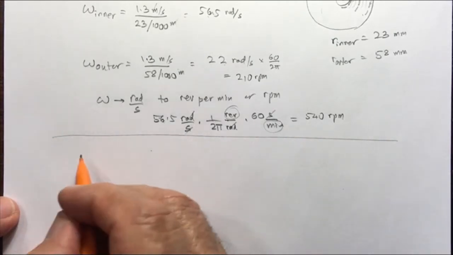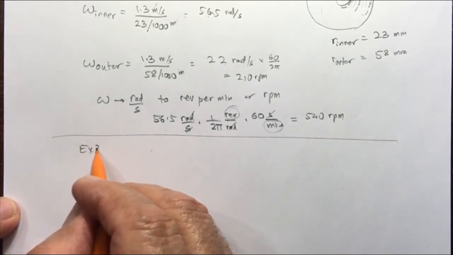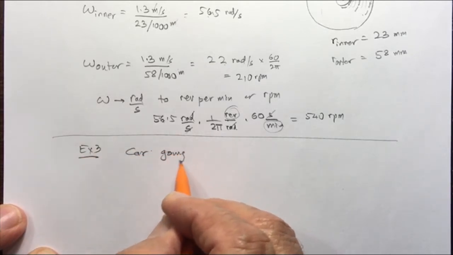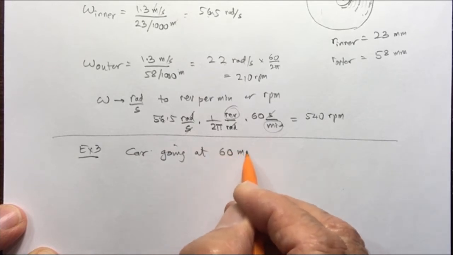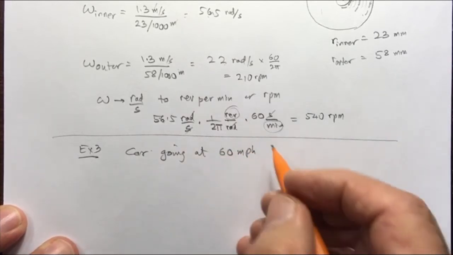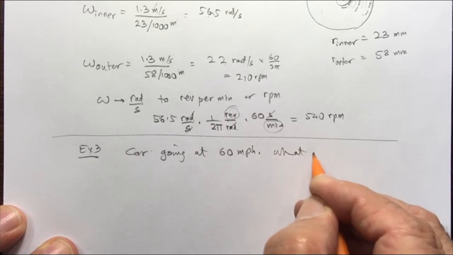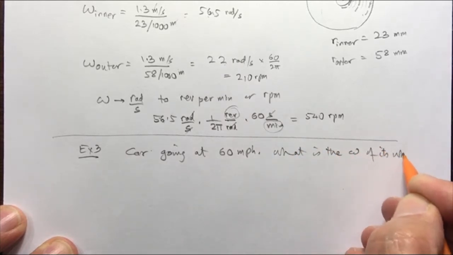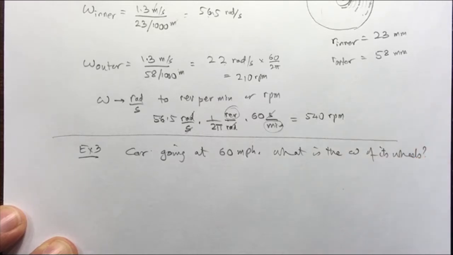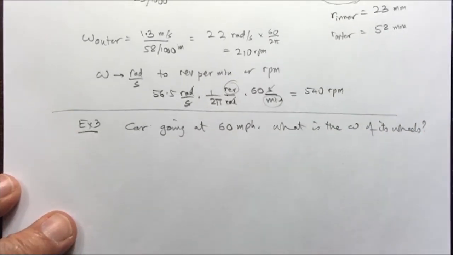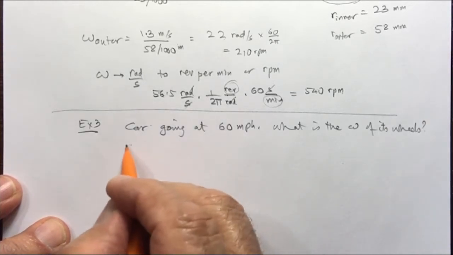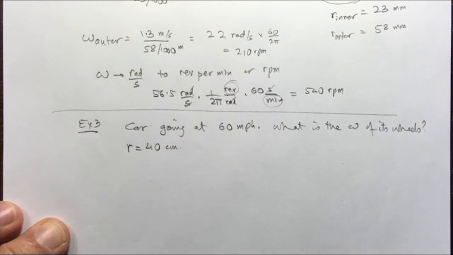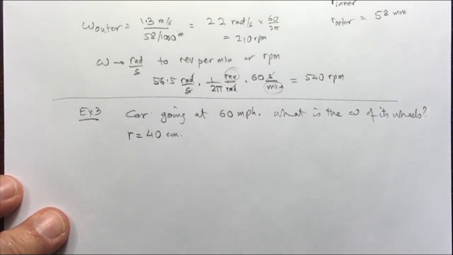Now let's do another example, example 3, and we have a car that's going at 60 miles per hour. So mph is miles per hour. What is the angular velocity of its wheels? How many radians per second are the wheels turning? And we can say the radius is 40 centimeters. The diameter is about 80 centimeters, which is sort of reasonable.